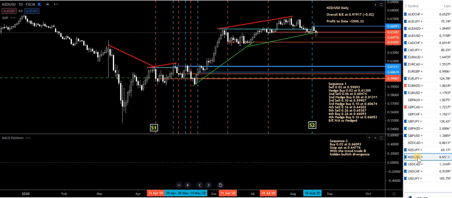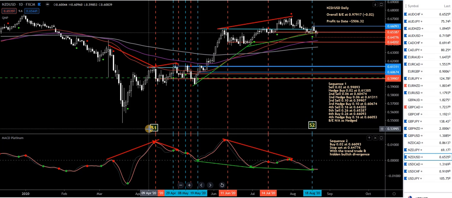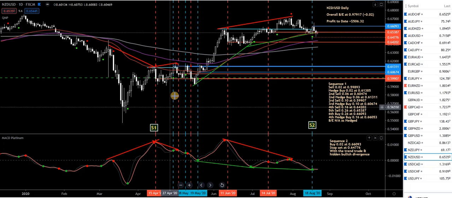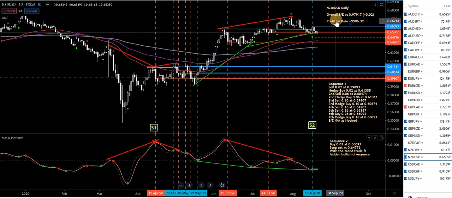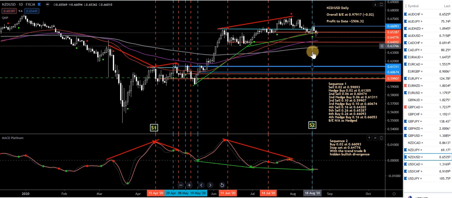New Zealand USD, this is an old sequence back here, which is not going anywhere fast. I'm just trying to work my way out of it. In the meantime, I'm concentrating on the right hand side of the chart, and I've got a buy here, which is going against me.